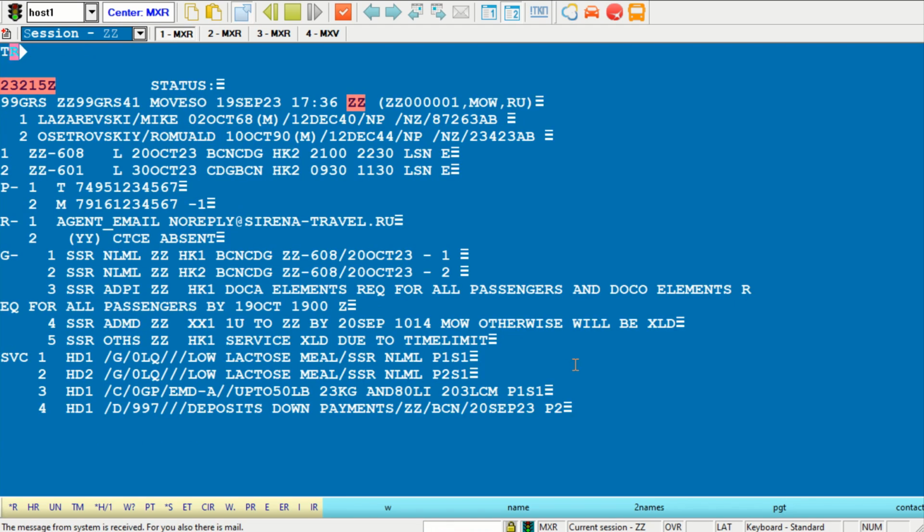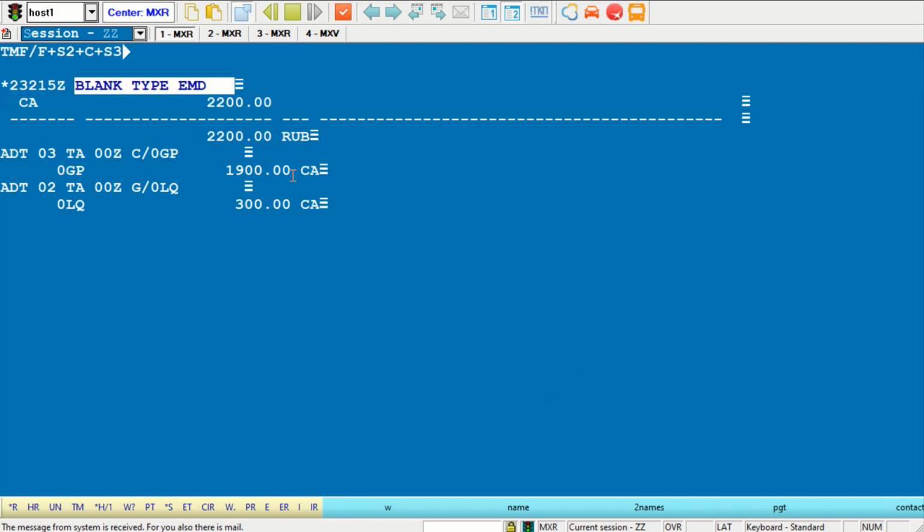And then when you want to check pricing with form of payment, use TMR or TMF entry, then slash F, service type plus S service line plus the second service, its baggage and plus service line number 3. You will see that now it's cashed.